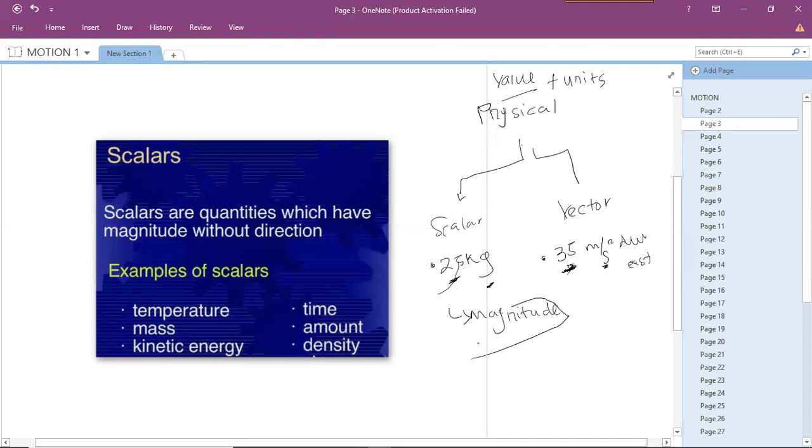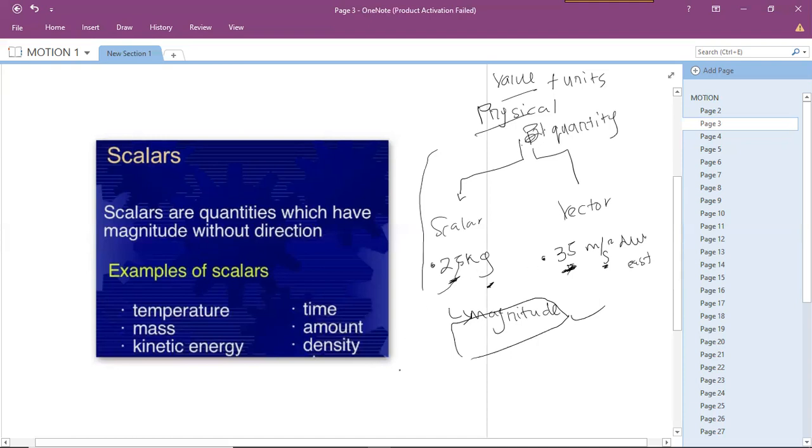Like I told you last time, you don't go shopping for sugar and then ask someone, I want a 2 kg sugar due east. You don't say that. These are just quantities that just have size, and size means magnitude. So if a question comes saying, define what a scalar quantity is, you tell them, this is a physical quantity which just has magnitude only without direction.